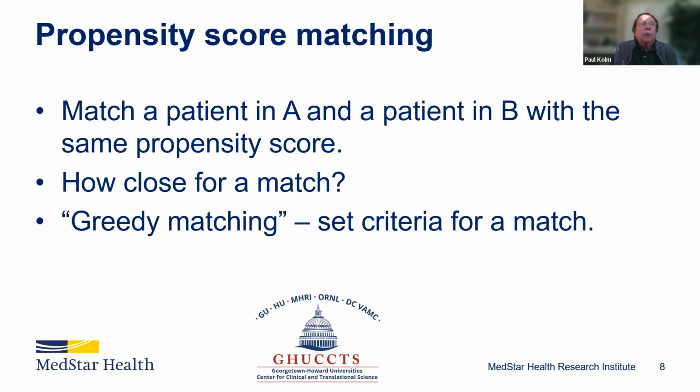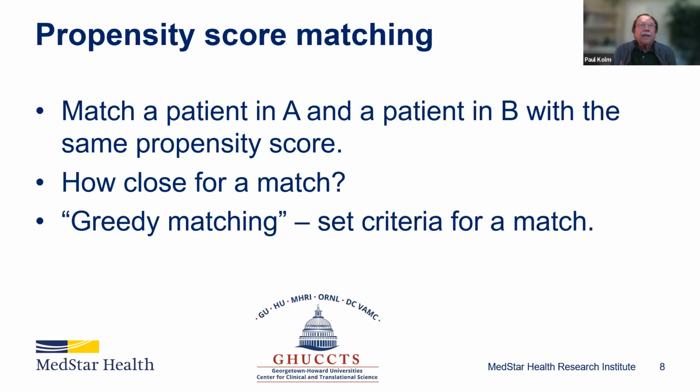And so when we create our propensity scores, then we're going to match a patient in group A and a patient in group B with the same propensity score. Of course, as you would anticipate, propensity scores aren't going to be exactly equal. So how close do we want the propensity scores to be in order to call the pair a match? And so one method of doing this is what's called greedy matching. So we set a criteria for a match.